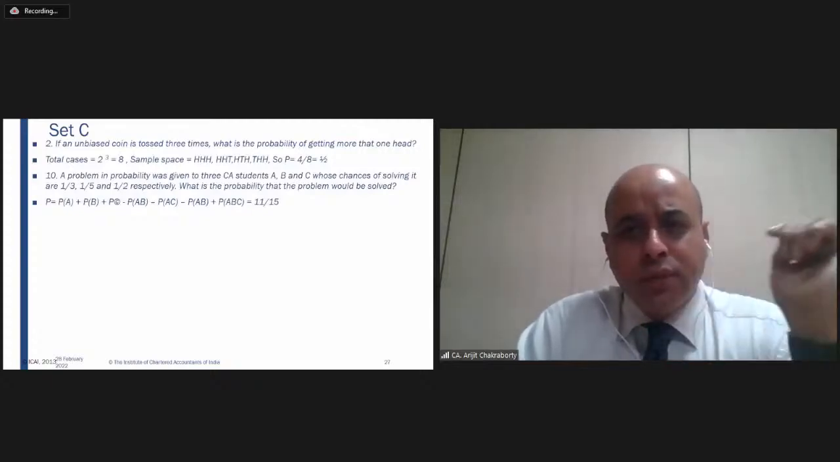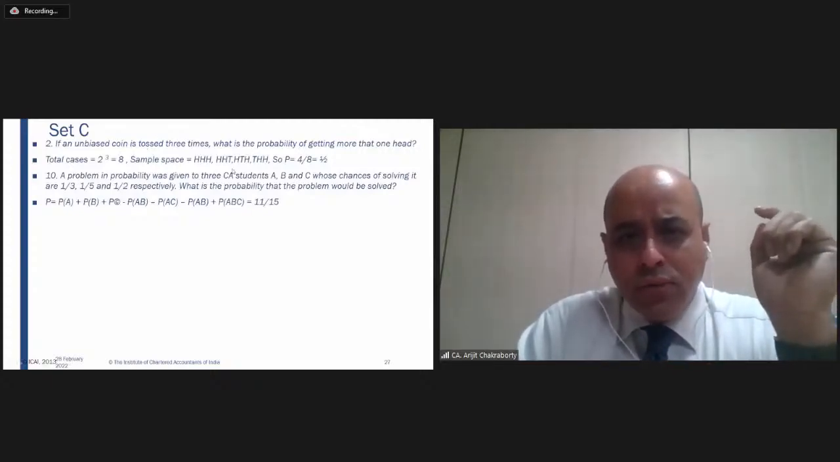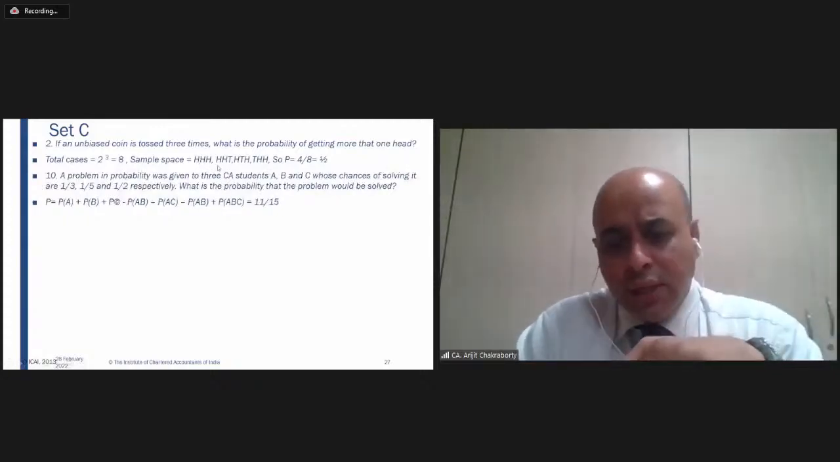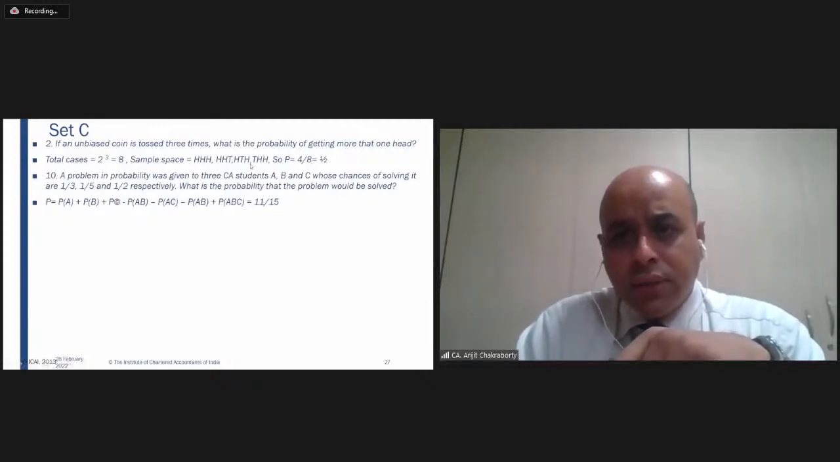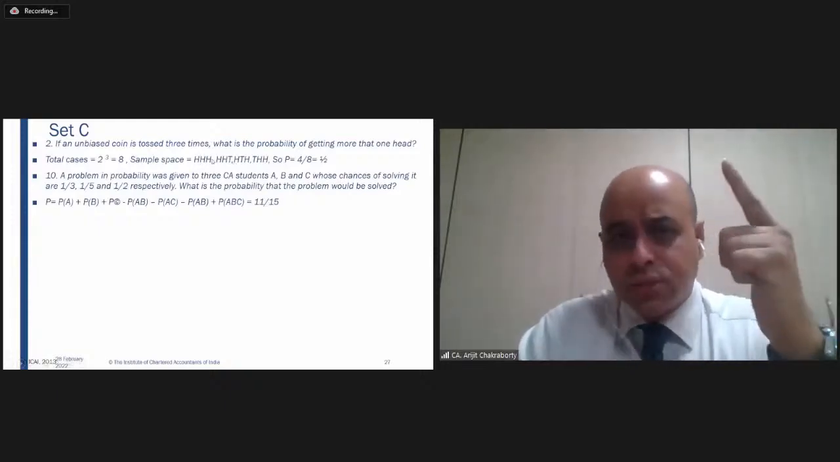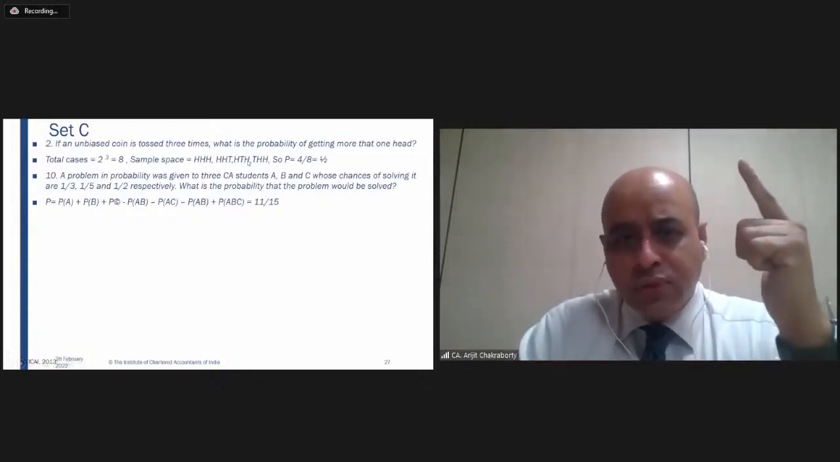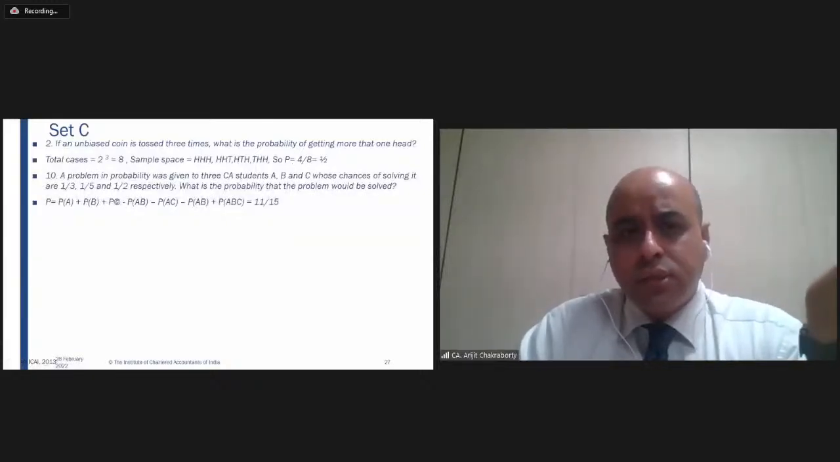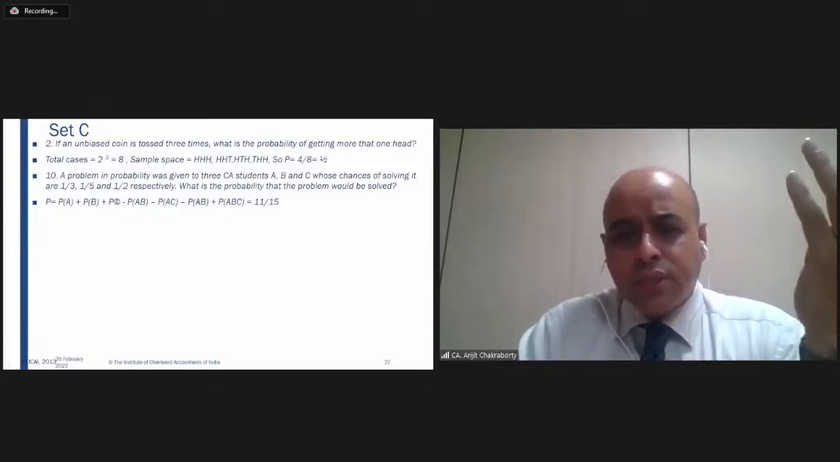What is the probability of getting more than one head? We can get more than one head only in these ways. It can be 3 heads, or it can be 2 heads and 1 tail. For 2 heads and 1 tail there can be 3 situations, and for all 3 heads, only 1 situation. So the total number of favorable cases is 4. And if an unbiased coin is tossed 3 times, how many possibilities can there be?